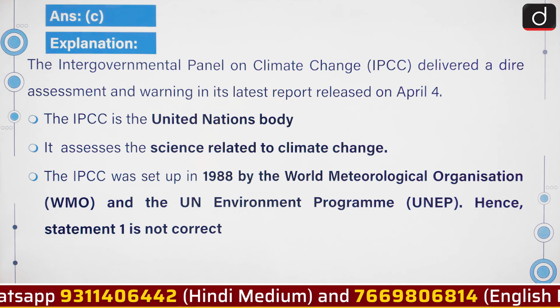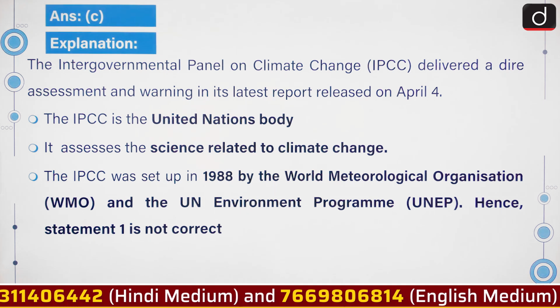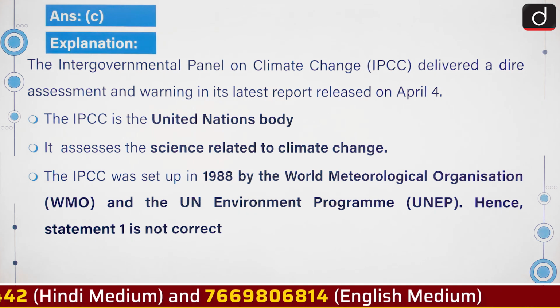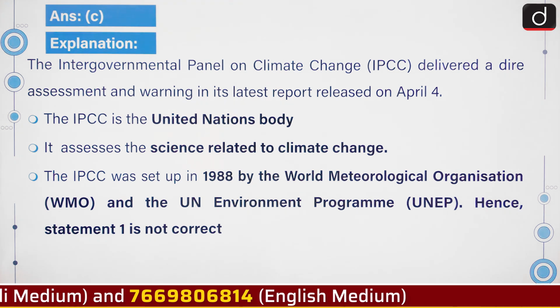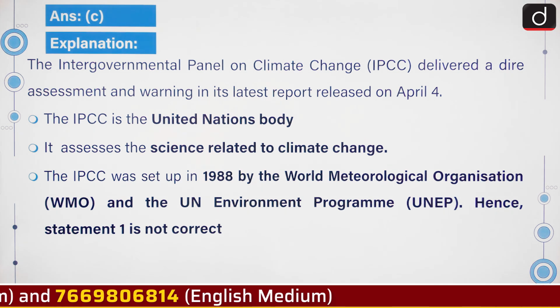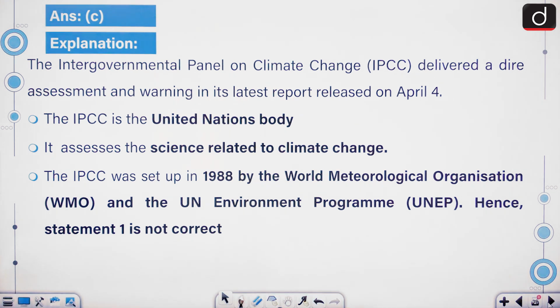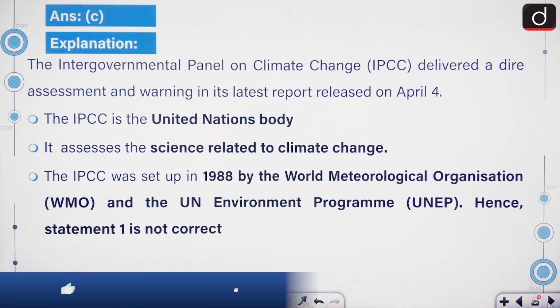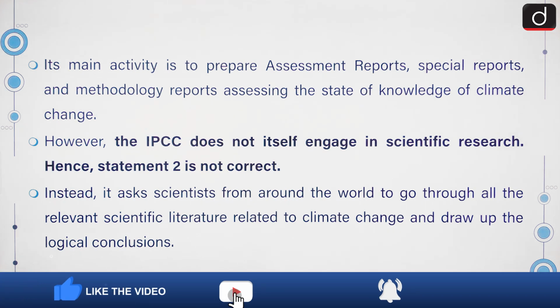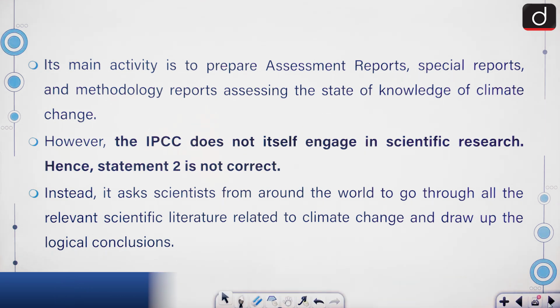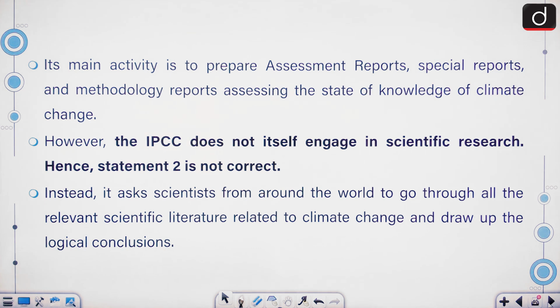The Intergovernmental Panel on Climate Change delivered a dire assessment and warning in its latest report released on April 4. It is a United Nations body. It assesses the science related to climate change. It was set up in 1988 by WMO, World Meteorological Organization, and United Nations Environment Programme. The main activity is to prepare assessment reports, special reports, and methodology reports, assessing the state of knowledge of climate change. The IPCC doesn't itself engage in scientific research.